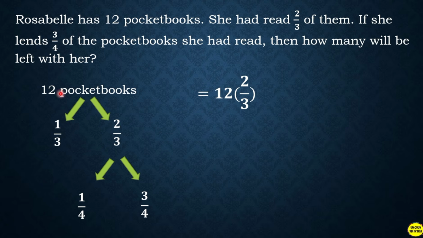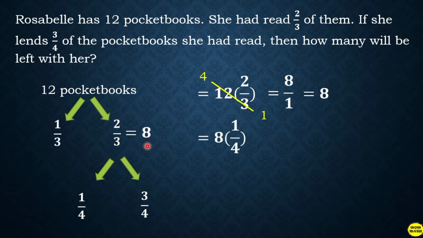So, kunin natin yung 2/3 nung 12. So, paano natin kukunin? So, pwede tayo mag-cancellation. This is 4, this is 1. Okay? So, 4 times 2, that is 8/1. Kasi ayun, may 1 pa tayo dyan. So, 8 divided by 1, that is 8. So, therefore, yung 2/3 ng 12, what is 2/3 of 12? Yung kagaya sa previous slide natin. So, yung 2/3 ng 12 is 8. Okay? So, nakuha na natin yung 8.